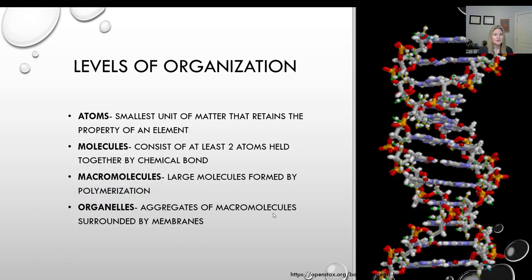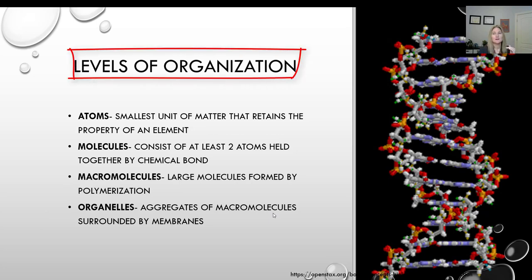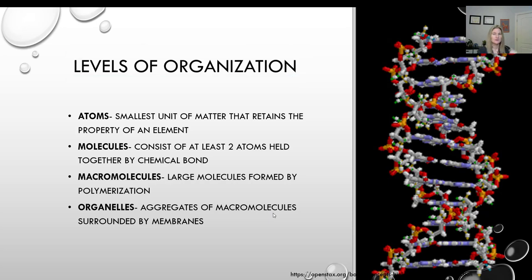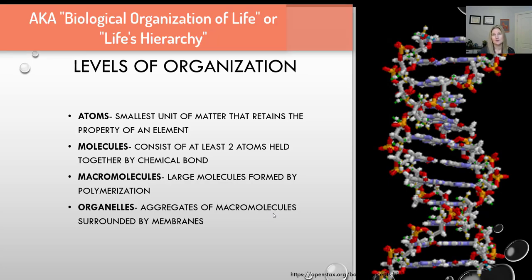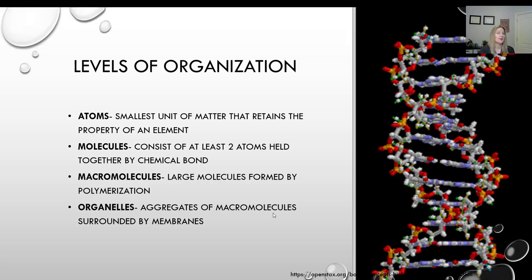Now we're going to take a closer look at that first property, order, and we're going to break it down a little bit more in the sense that we're going to look at the biological organization of life. The biological organization of life just basically means that we can organize life into different levels and perhaps study those different levels. The smallest level that we can find inside a living organism would be an atom. An atom is the smallest unit of matter that retains the property of an element.